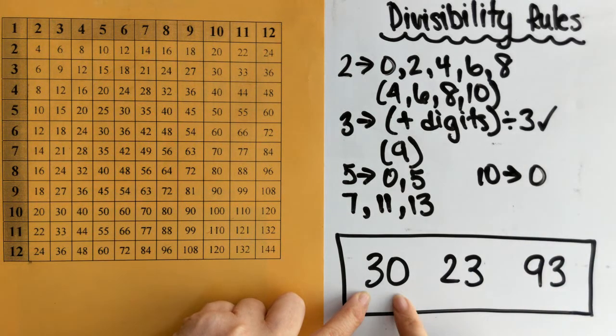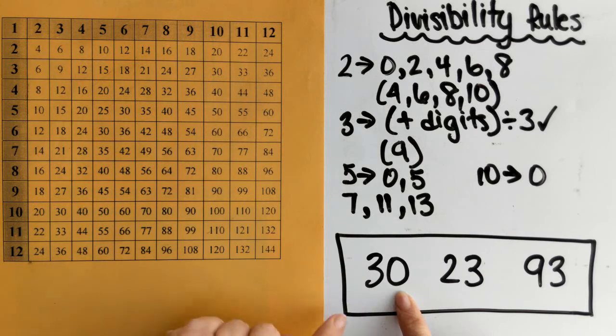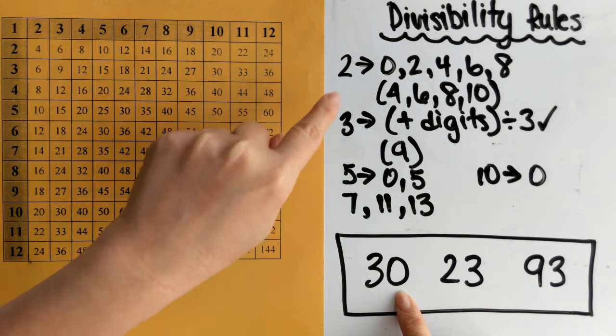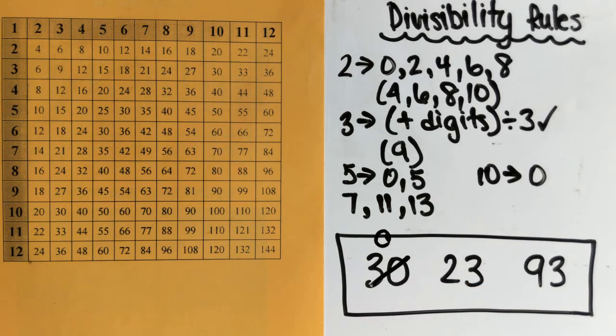The one thing I noticed about 30 is that it ends with a 0. That means it's divisible by 2, 5, and 10. The minute it's divisible by any number other than 1 and itself, it is already a composite. So it is out of our list. It's composite.